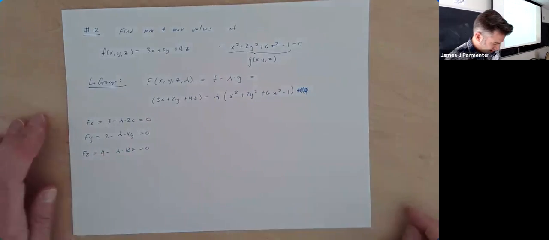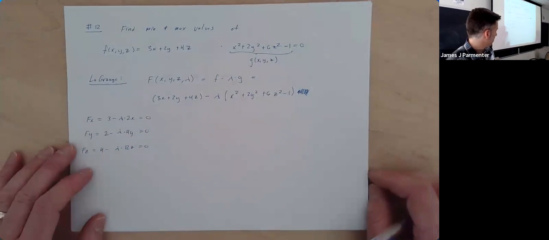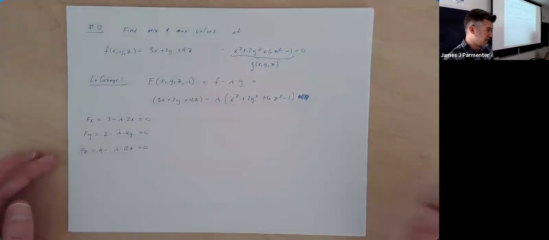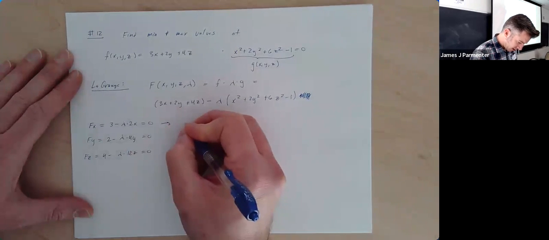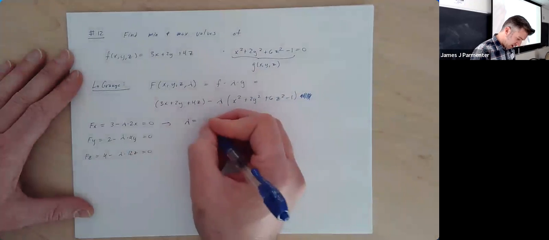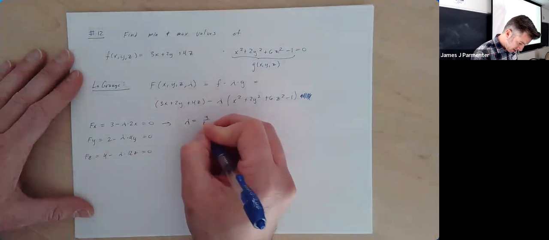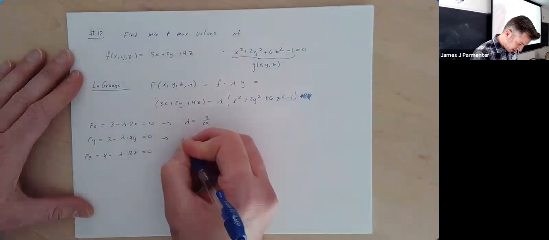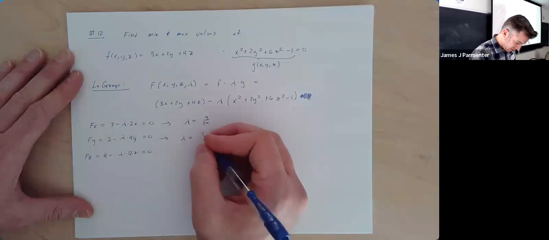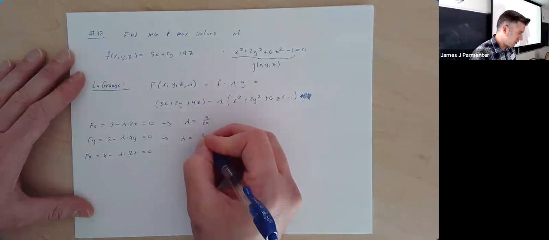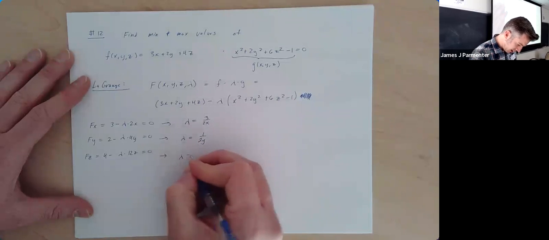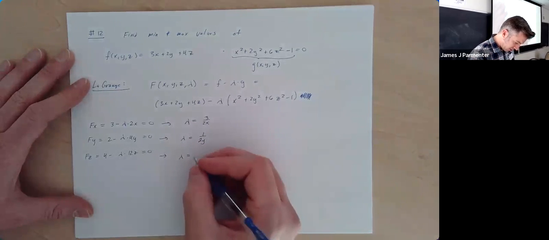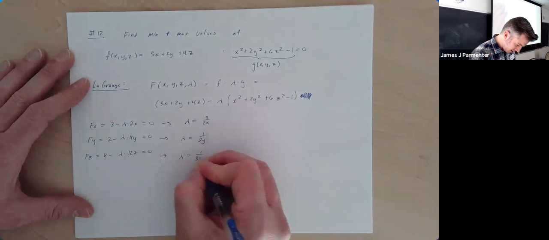And I think this is the situation where we do what I typically do, where we just solve each of these for lambda. Solving this first one for lambda, we're going to get lambda equal to 3 divided by 2x. Solving this one for lambda, we're going to get lambda equal to 2 divided by 4y, which I should reduce to 1 over 2y. And solving this one for lambda, we're going to get 4 divided by 12z, which is 1 over 3z.